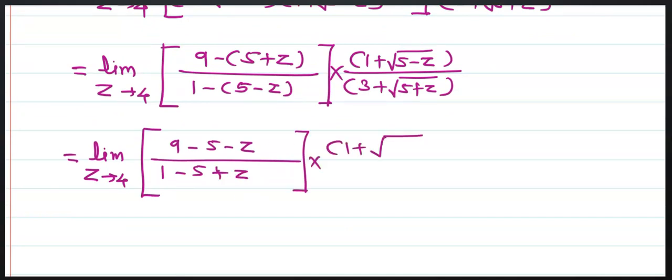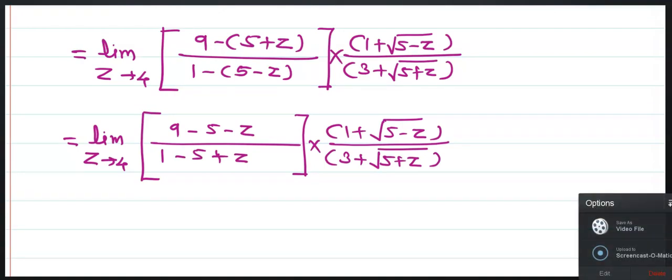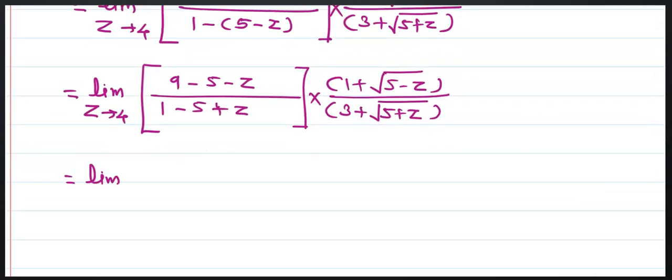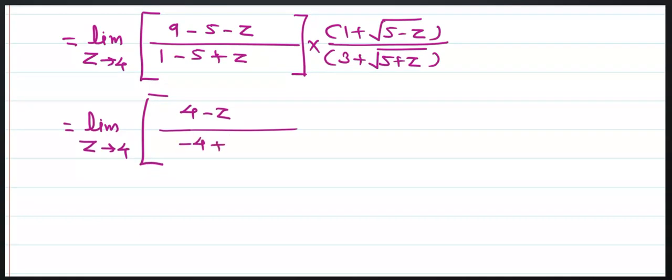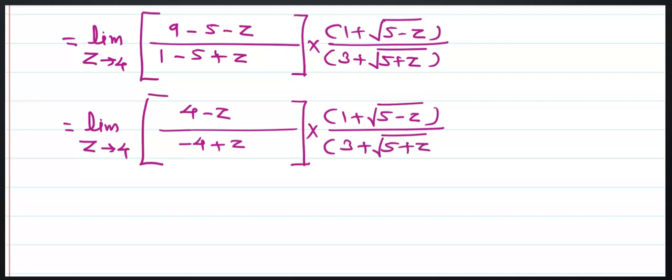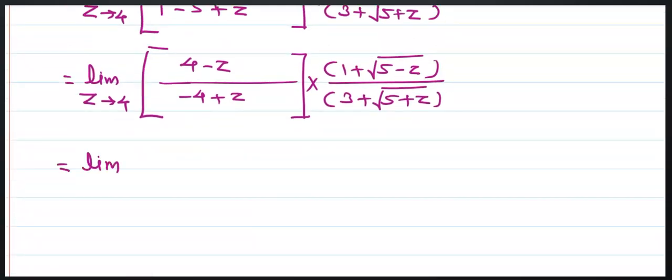Open the bracket. Here, this is the step. That is 9 minus 5 minus z, which means 4 minus z here. And 1 minus 5 plus z is minus 4 plus z. That is, 4 minus z has the limit z tends to 4. Here 4 minus z, or z minus 4, will get cancelled.